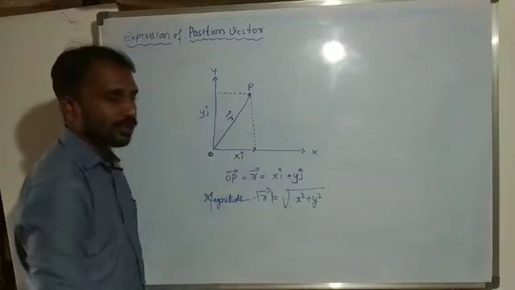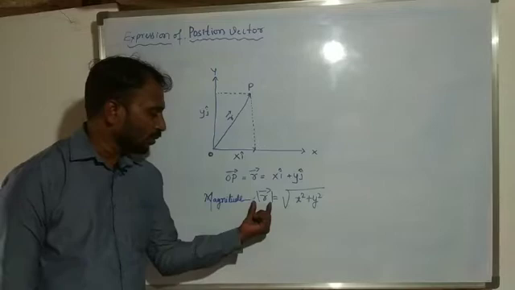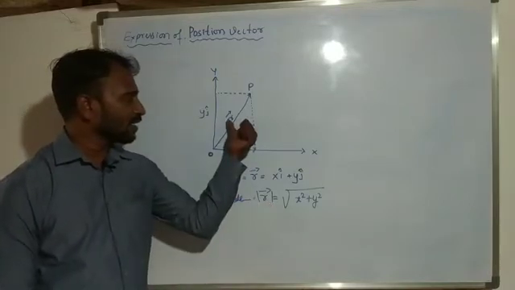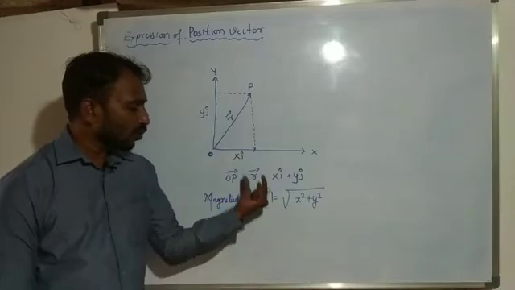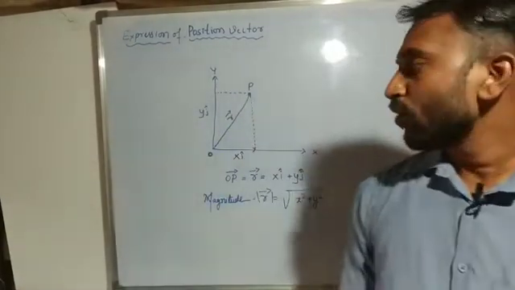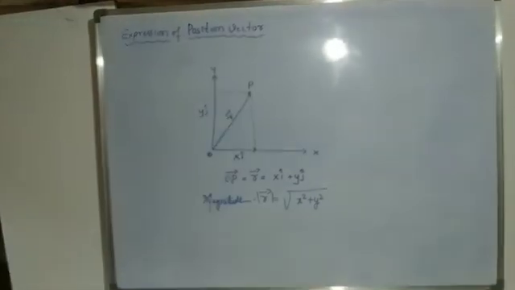Here the modulus of vector R is nothing but the magnitude of the vector. It means the position vector is R, and the modulus of vector R is nothing but the magnitude. So this magnitude value is whole root of x square plus y square.